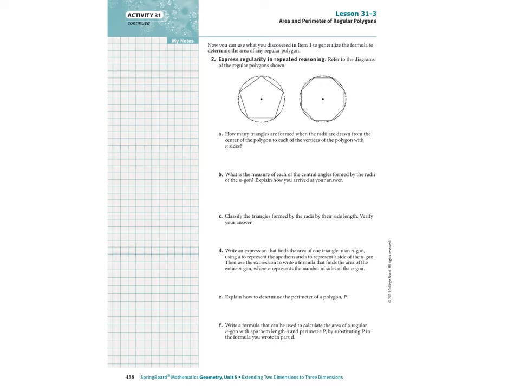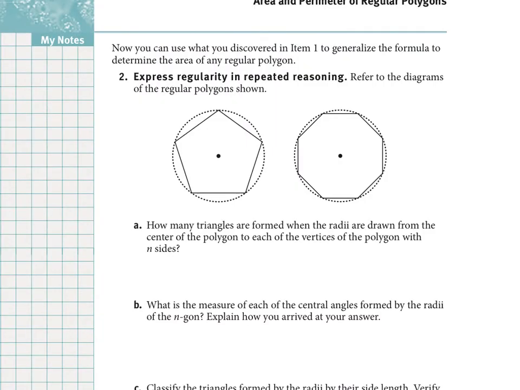Go ahead and head to the next page, page 458, and we're going to try to look at number 2. Now it wants us to use what we discovered previously in number 1 to generalize the formula to determine the area of any regular polygon.